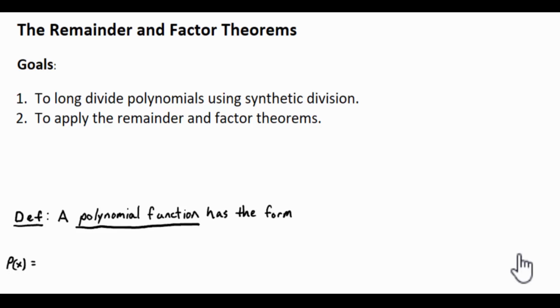The remainder theorem and the factor theorem. That's what we're talking about in this section. The goal, actually there's two goals. One is to long divide polynomials using synthetic division, which is a shortcut to long division. That's goal number one. Goal number two is to apply the remainder and factor theorems.